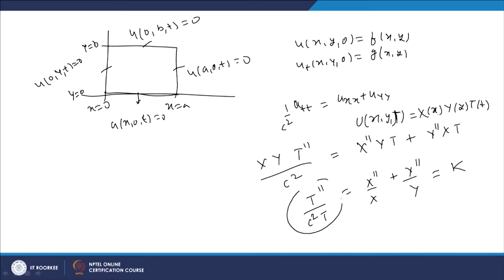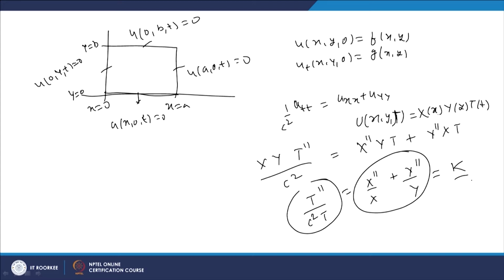Because this is a function of t only, and these are functions of x and y, this will be equal only when each quantity is a constant value. So it means that T double dash upon c square T is constant, and X double dash upon X plus Y double dash upon Y is equal to a constant.